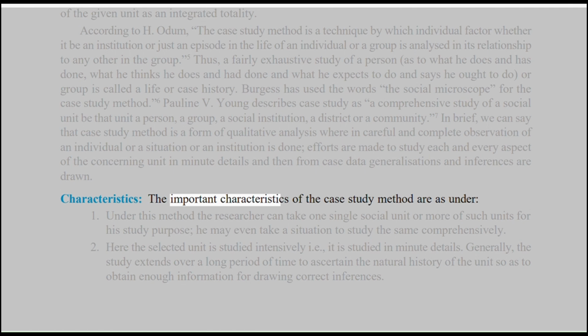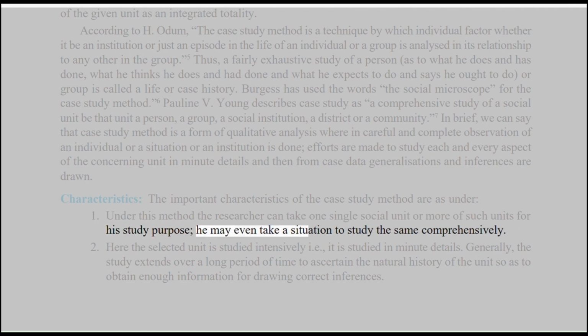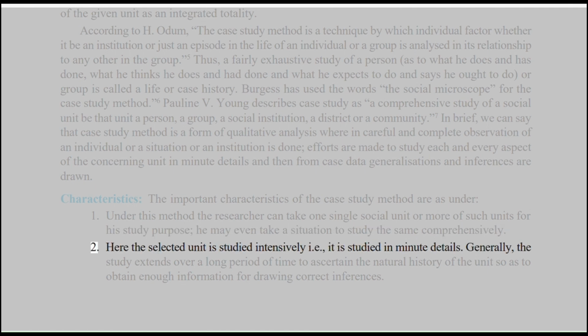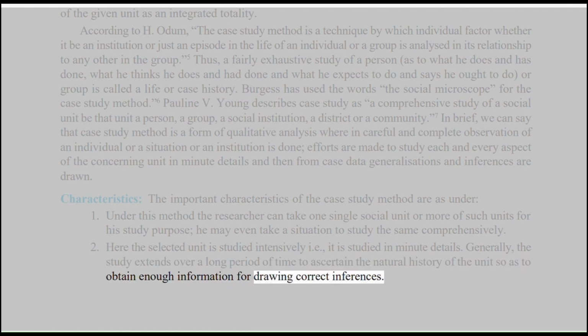Characteristics. The important characteristics of the case study method are as under. 1. Under this method, the researcher can take one single social unit or more of such units for his study purpose. He may even take a situation to study the same comprehensively. 2. Here the selected unit is studied intensively, i.e., it is studied in minute details. Generally, the study extends over a long period of time to ascertain the natural history of the unit so as to obtain enough information for drawing correct inferences.